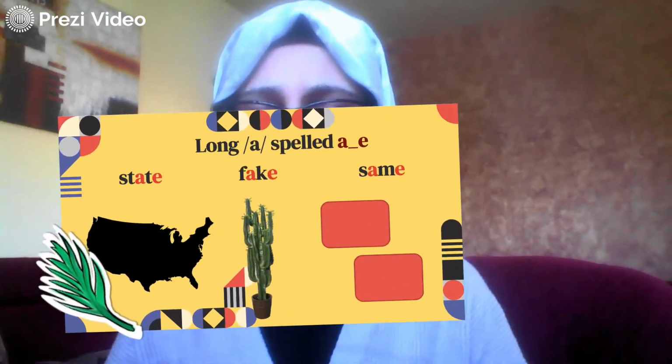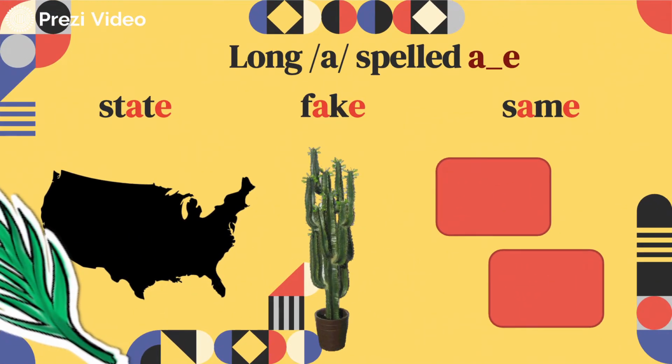Now I have words with A, then consonant, then final E. For example, I have the word state. A state is a country or a city. State. Next word, I have the word fake. Fake means not real. For example, this is a fake plant. It means it is not real.